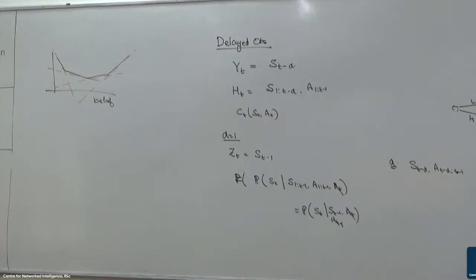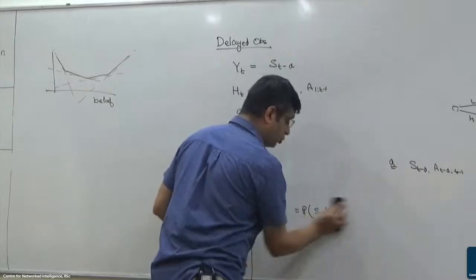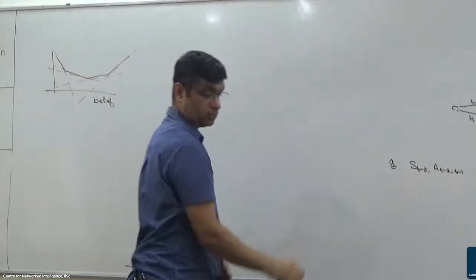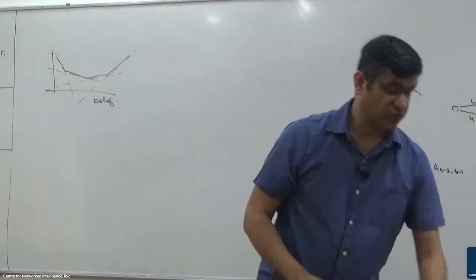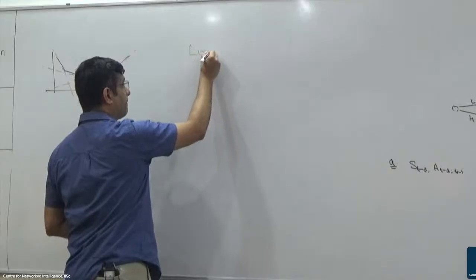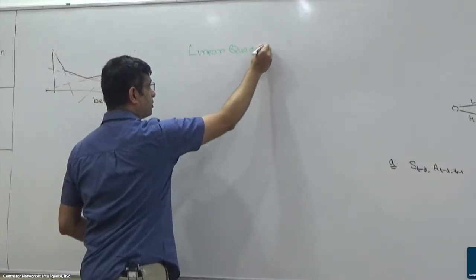Now, once I have this belief, I can ask, are there situations in which the belief can be simplified? So, let me give two examples. So, the first example is linear quadratic regulator or linear quadratic Gaussian problems.